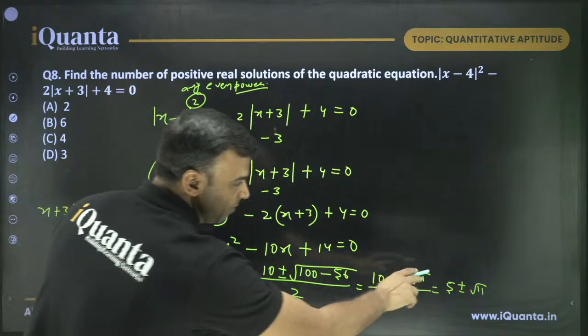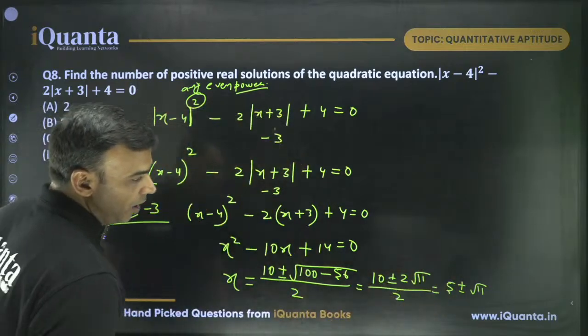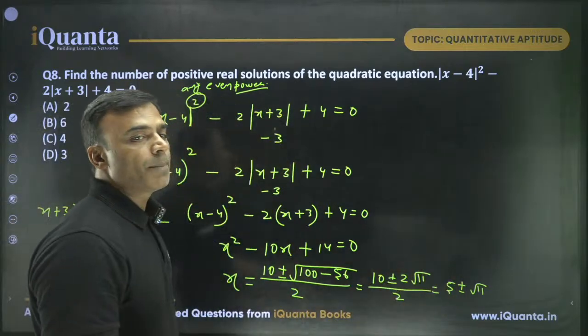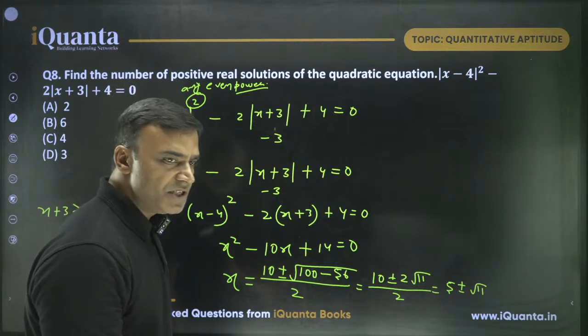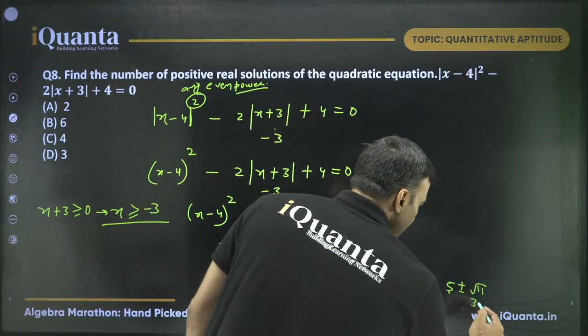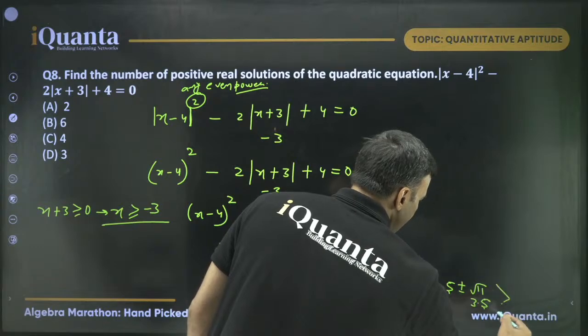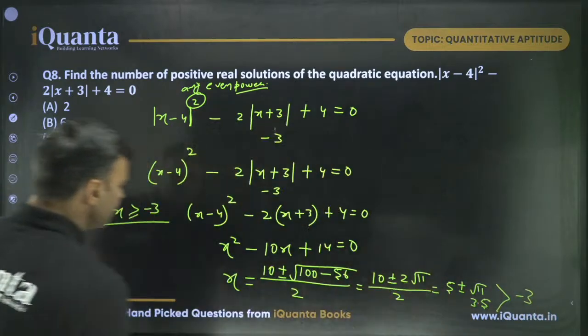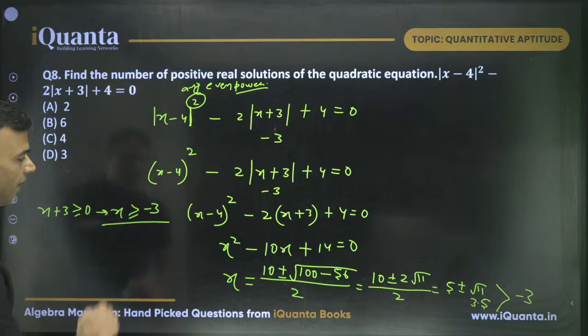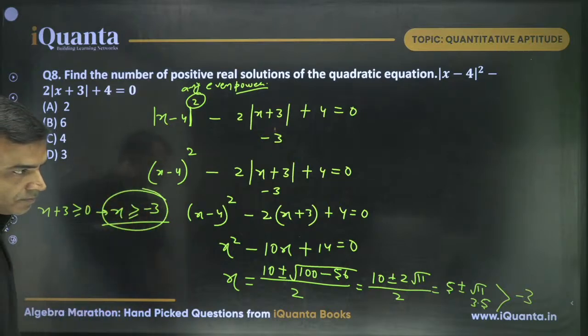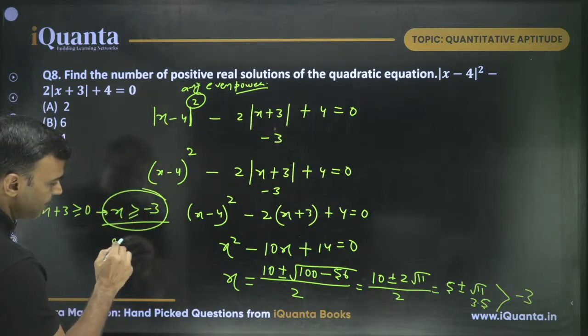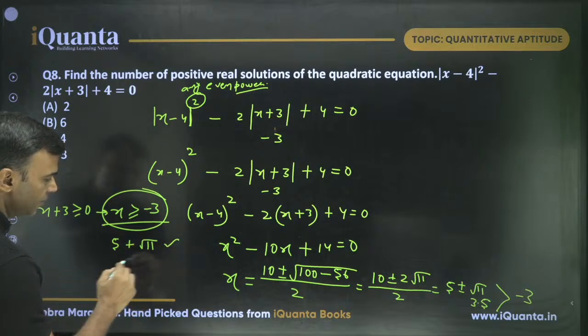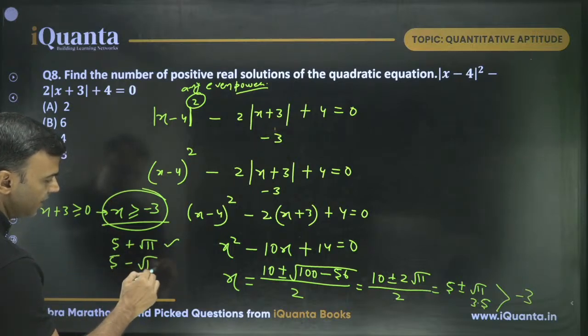Now whether it is 5 plus root 11 or 5 minus root 11, what will be the approximate value? Between 3 and 4? Let's say 3.5. Even if it is 3.5, it is still greater than minus 3. That means both these values are valid according to this condition. So 5 plus root 11 is a valid solution, and 5 minus root 11 is valid.